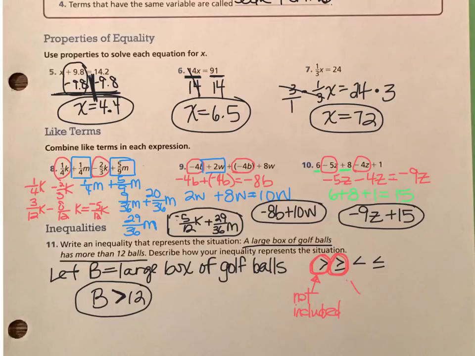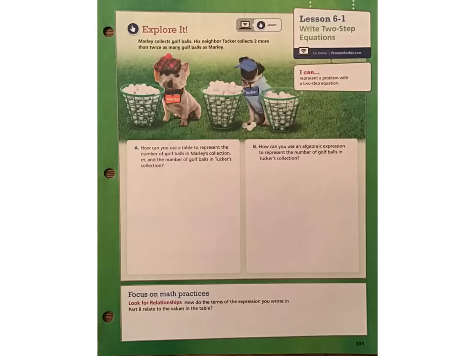If we were to use the second symbol, the greater than or equal, then that means the number is included. So in this case, because 12 is not included as one of our answers, then we use the greater than symbol, not greater than or equal to. All right, go ahead and flip and take a look at lesson 6-1 and continue your work and notes there.